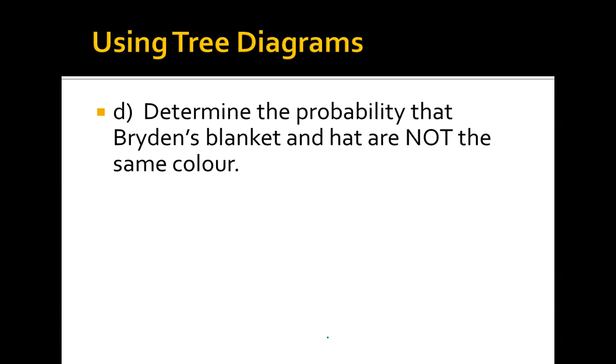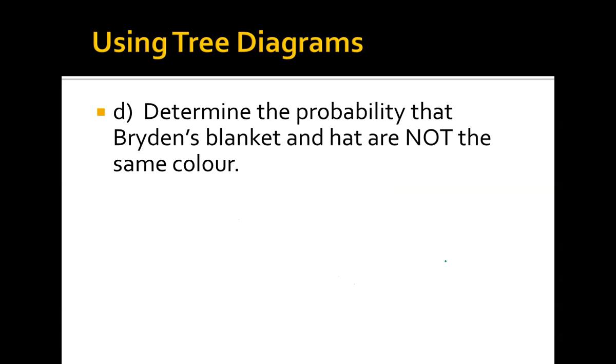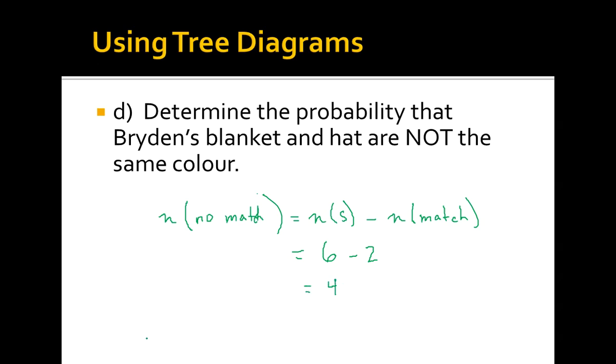Final question here. What is the probability that Bryden's blanket and hat are not the same color? So there are 2 ways you can go about this. You can go back and just count all the outcomes where they're different, and you can see that there are 4. Or you can think of it this way. The number of ways to have no match would be the total number of possible outfits for Bryden minus the number of outfits that match, because his outfits either match or they don't. There are only those 2 options, and we found 6 elements in the sample space. There are only 2 that match. That must mean there are 4 that don't match. So the probability of having no match would be 4 out of 6, or 2/3.